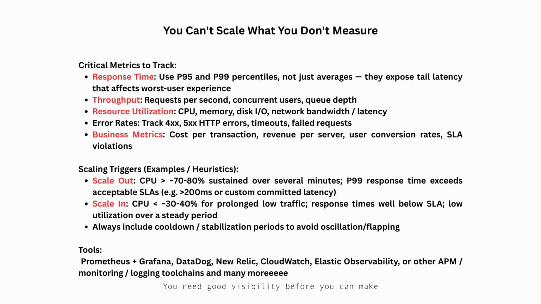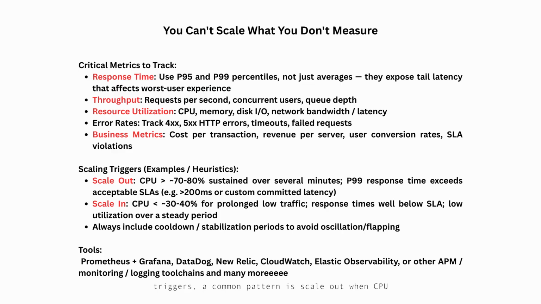You need good visibility before you can make scaling decisions. Tail latency metrics like 95th percentile and 99th percentile are essential because averages hide the really slow requests that degrade user experience. Throughput and resource usage tell you when systems are under strain. Correlate these with business metrics so you understand not just cost but value.